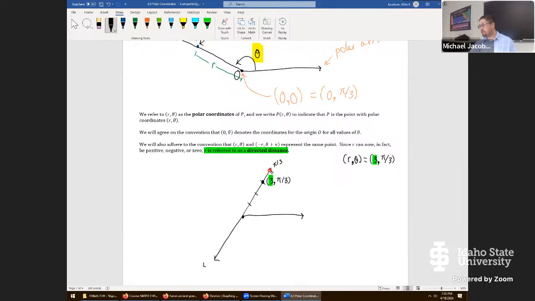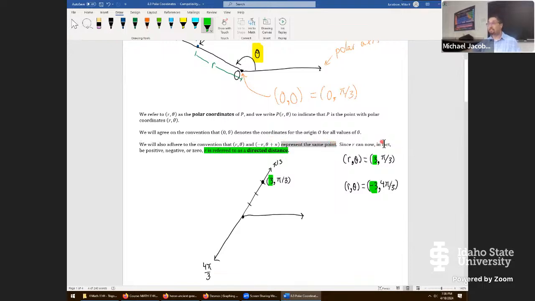This angle is 4 pi over 3. If you think of your unit circle diagram, that's all we're pulling out, just various angles from that diagram. And if we say that (r, theta) equals (-3, 4 pi over 3), we plot it slightly differently. So let's go back to this definition here. We'll adhere to the convention that (r, theta) and (-r, theta plus pi) represent the same point.